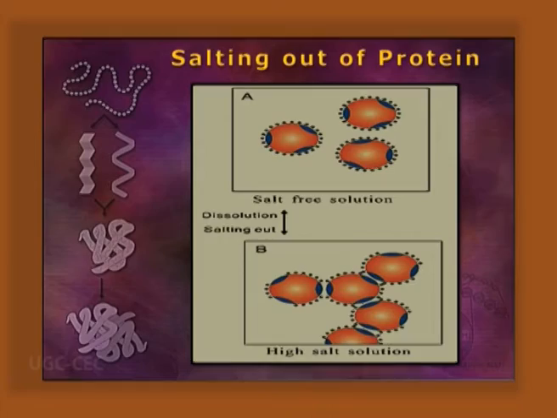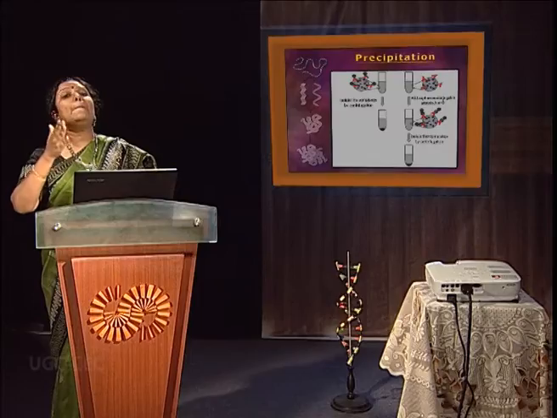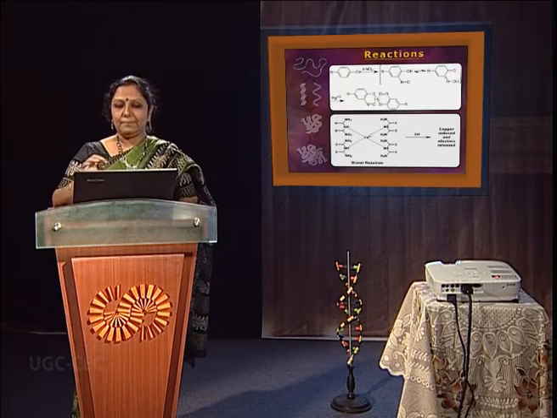So what is salting out? If we apply ammonium sulfate at a much higher concentration, both the positive and negative ions will predominate. They will go and shield the surface charge, so there is no more repulsive force among the protein molecules. They will aggregate happily and precipitate out. That is called salting out.